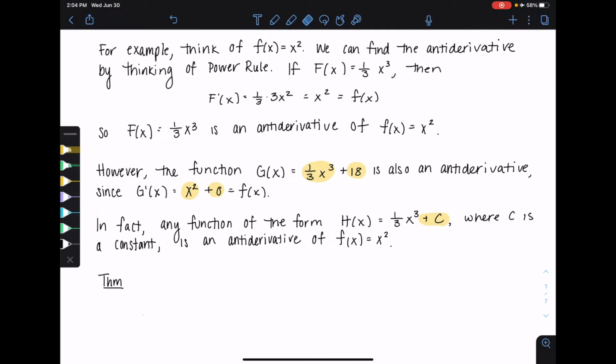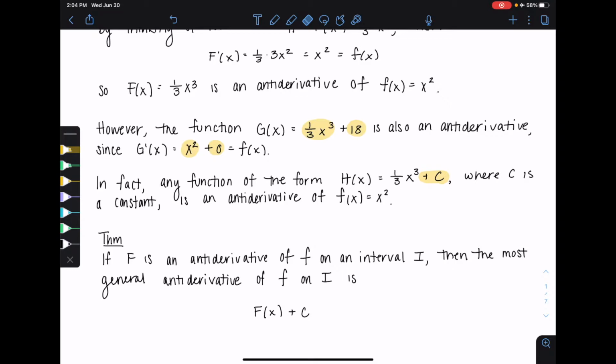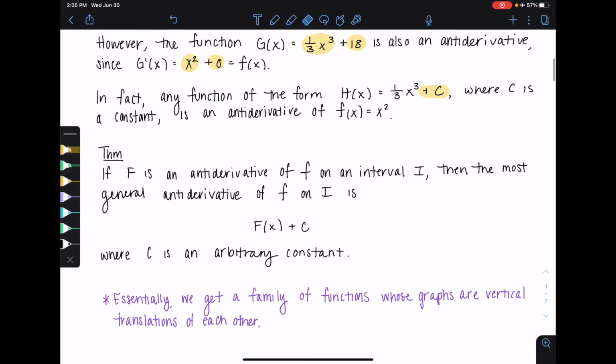Okay. So that is a theorem. If capital F is an antiderivative of little f on an interval I, then the most general antiderivative of little f on I is this capital F plus c, where c is an arbitrary constant. So pretty much you're going to find a function that works as an antiderivative, and then you tack on this plus c to give you the most general form. So essentially, you're really finding a family of functions, and that c is just going to shift it up or down. So they're basically vertical translations of each other.